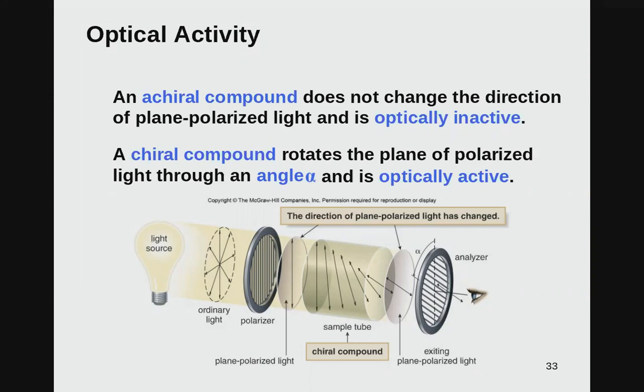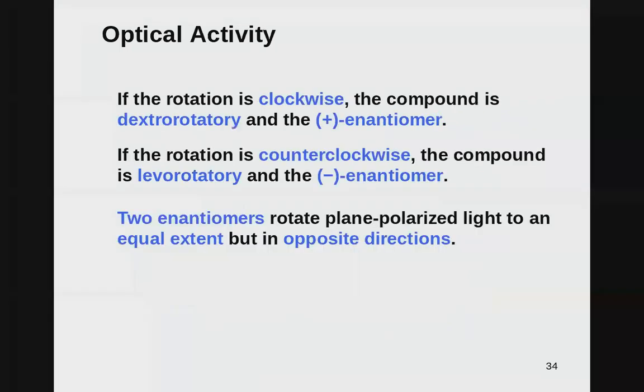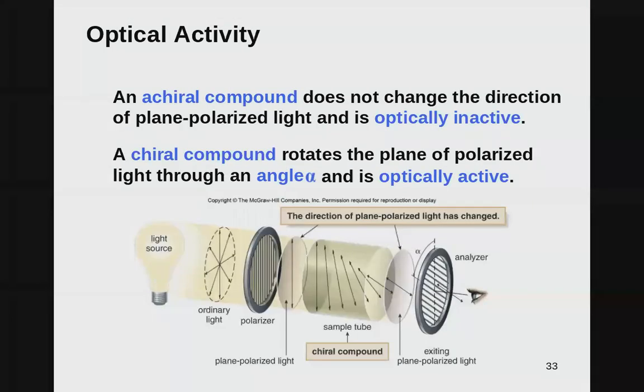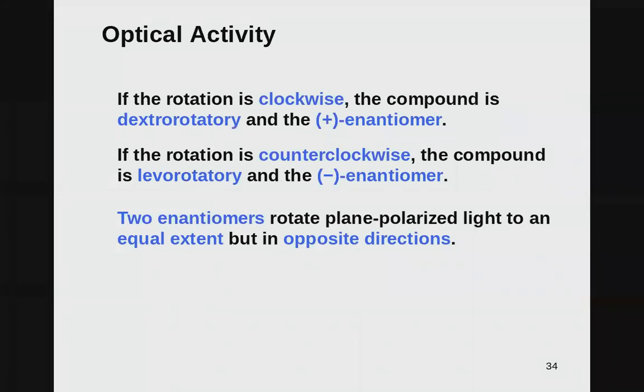Light source, ordinary light, it goes through a polarizer, thus creating plane polarized light. And then we have this sample tube where we have a chiral compound. Now, what exits this is going to be plane polarized light, and you have the person looking through an analyzer to detect it. It's super advanced stuff here. This is more complex in real life, but simplified, this is what it looks like. And so this is how we look at optical activity in terms of these chiral molecules.